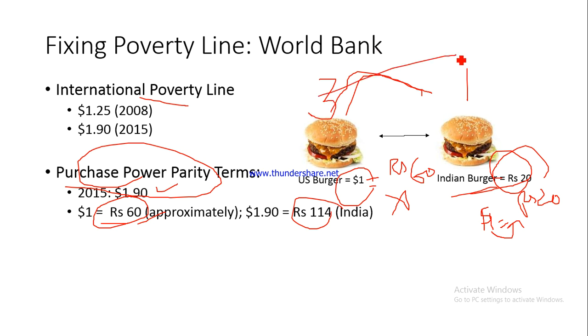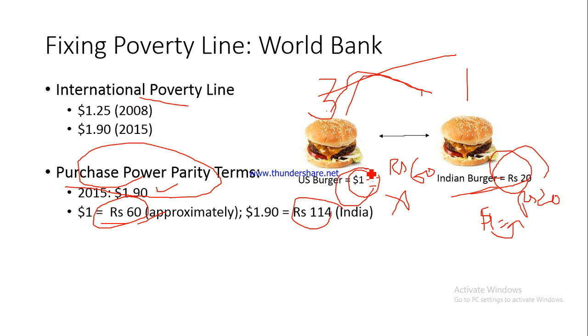So if I am trying to equate the two, I will have to take into account this fact, the purchase power parity, and accordingly the actual value of this $1 will have to be reduced. Is that fine? So this is what we do while making use of purchase power parity.